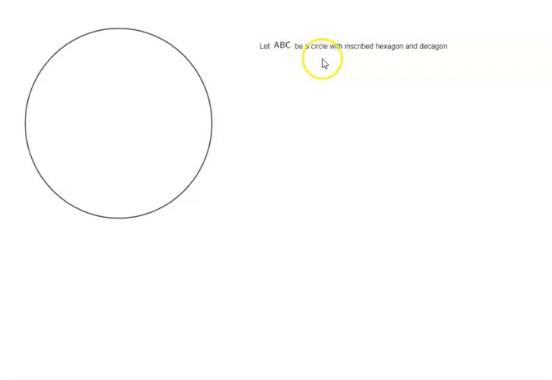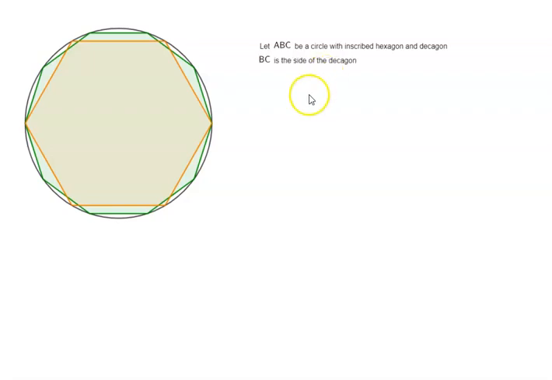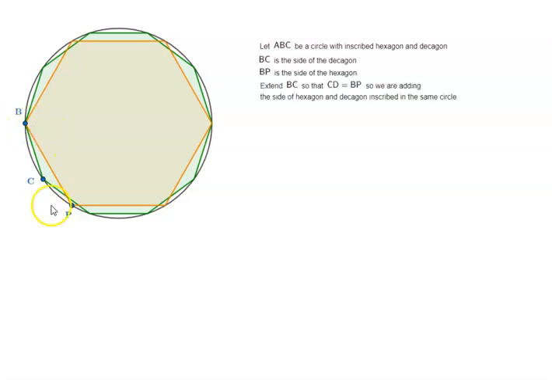Let ABC be a circle with inscribed hexagon and decagon. So let's inscribe a decagon and let's inscribe a hexagon. BC is the side of the decagon. So let's mark this as B and this as C. BP is the side of the hexagon. So let's say this is P. So BP is the side of the hexagon. BC is the side of the decagon. Extend BC so that, let's mark this as D, CD is equal to BP.